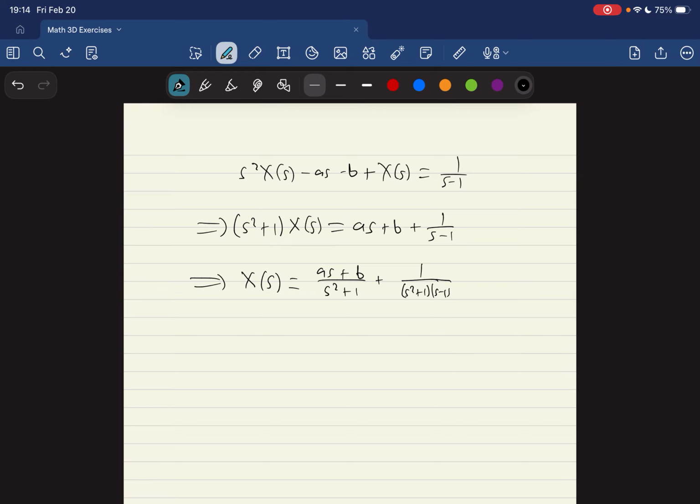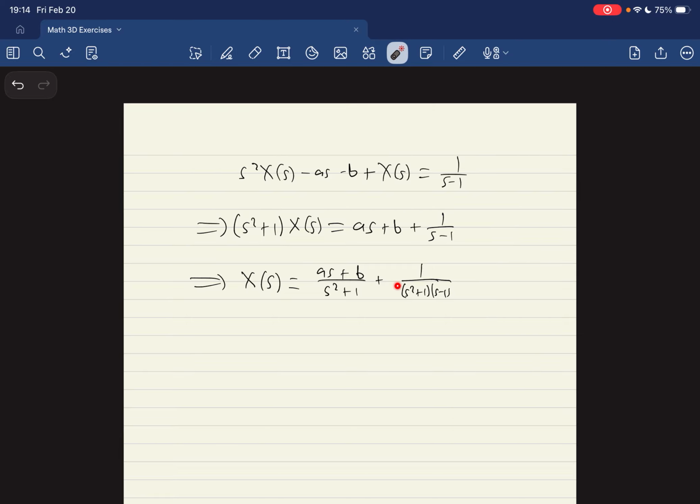Okay, so this gives us the Laplace transform of our function. But now we need to find our original solution, x(t). So the goal is going to be to apply the inverse Laplace transform to the right side. But to do this, we should break it up into pieces, and each of these pieces are such that we know its inverse Laplace transform.